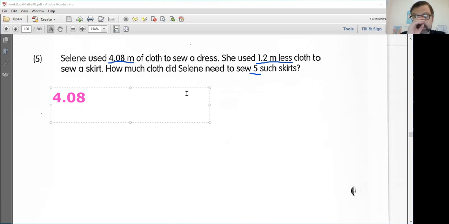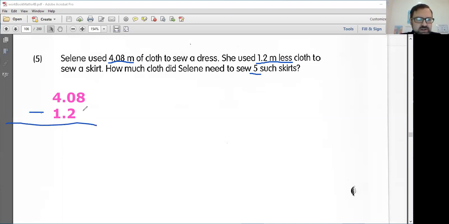So I have 4.08 meters of cloth minus 1.2. As always, make sure your decimal points are lined up, and we are doing subtraction here. Also, you can add a 0 here if you want, or you can just drop this 8 down. It should end up being the same thing. Either way, here we're going to need to borrow from this 1's column, turn this into a 3 and make 10 tenths here. 10 minus 2 is 8, and 3 minus 1 is 2. So now I know that it takes 2.88 meters of cloth to sew a skirt.